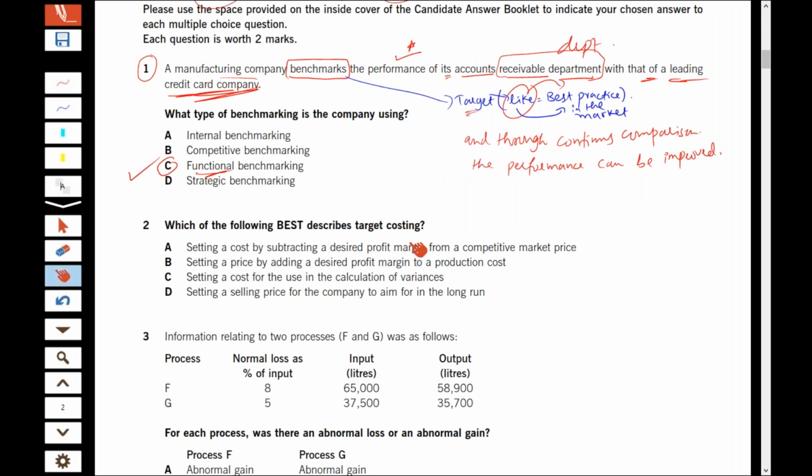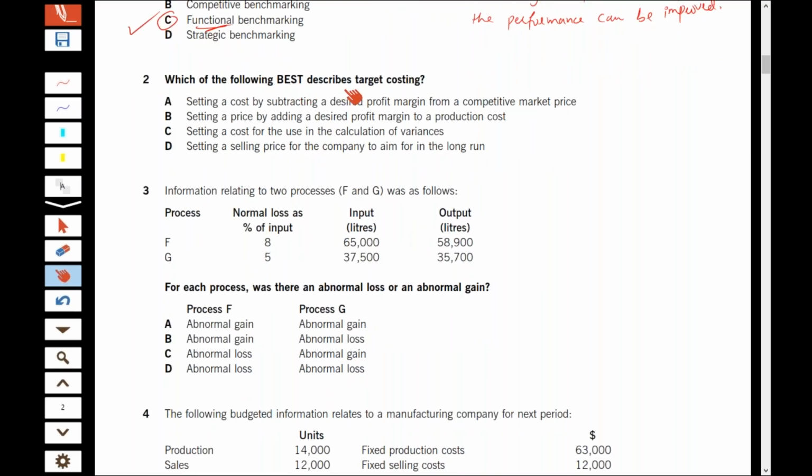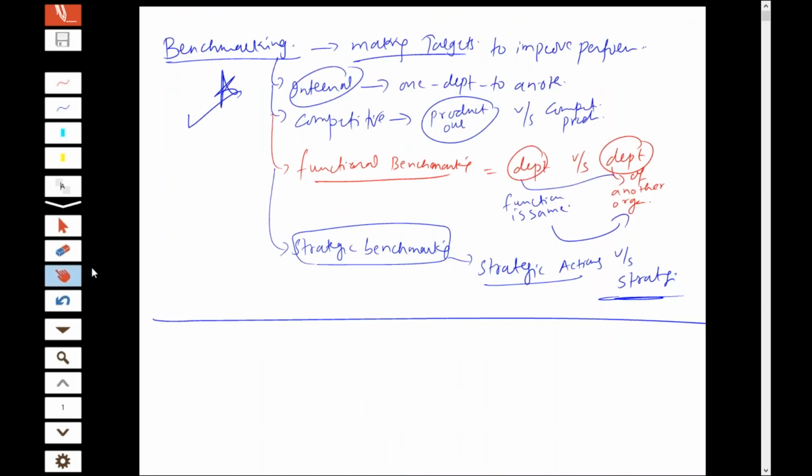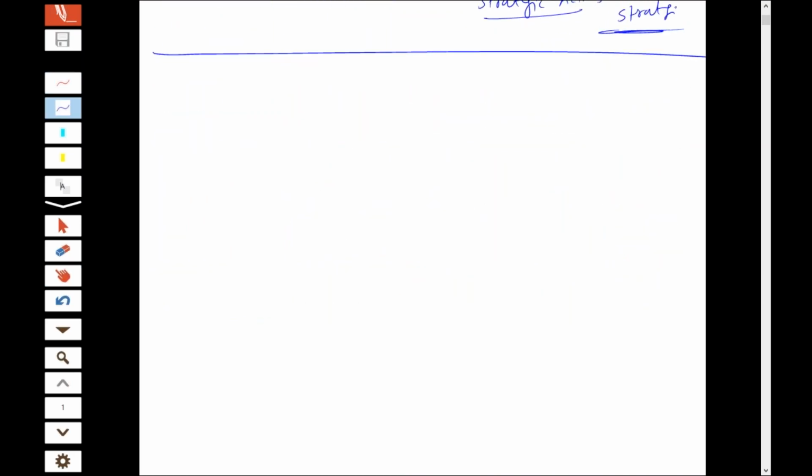Number two, which of the following best describes target costing? Let's first have a recap of target costing. Come on, make this session interactive. Come on to the question box, everybody. Just give me the answer.